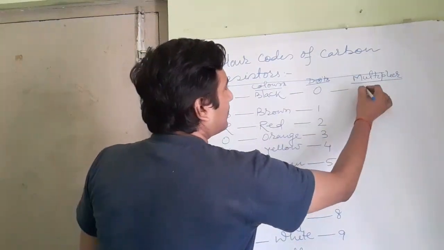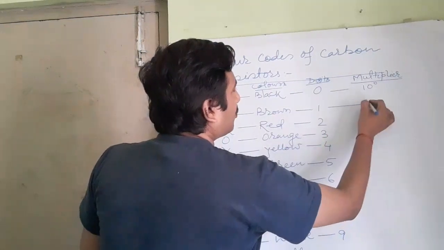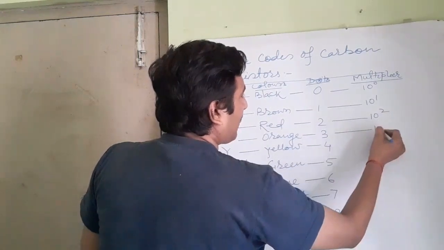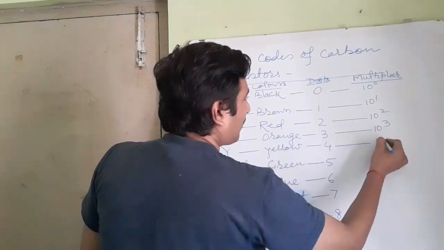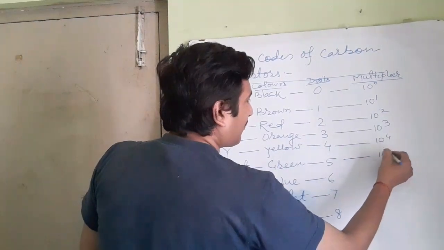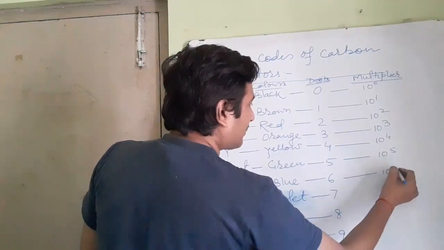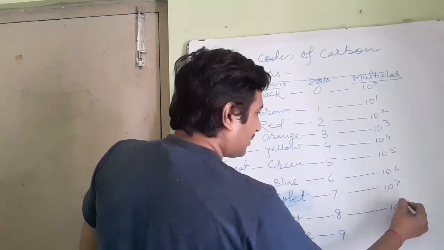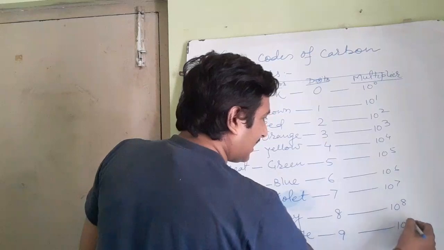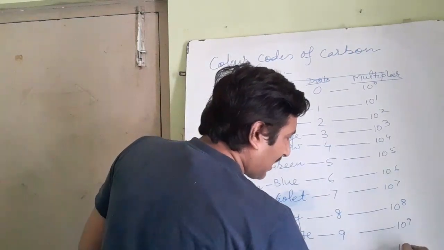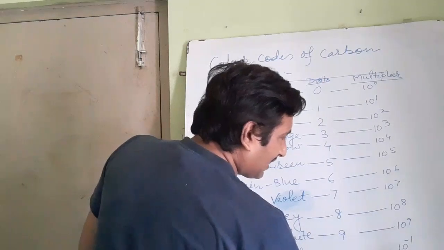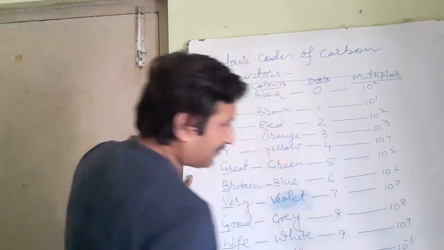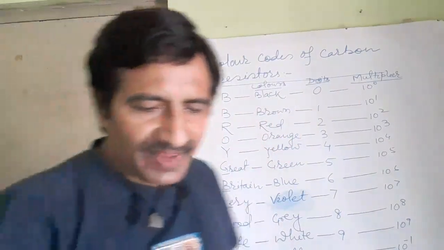Black means 10 power 0, brown means 10 power 1, red is 10 power 2, orange 10 power 3, yellow 10 power 4, green 10 power 5, blue 10 power 6, violet 10 power 7, grey 10 power 8, white 10 power 9, golden 10 power minus 1, silver 10 power minus 2, and no color has no specific value.